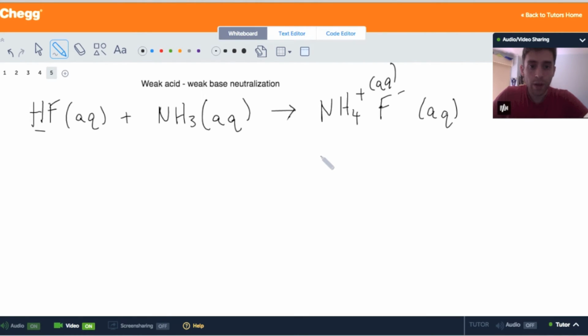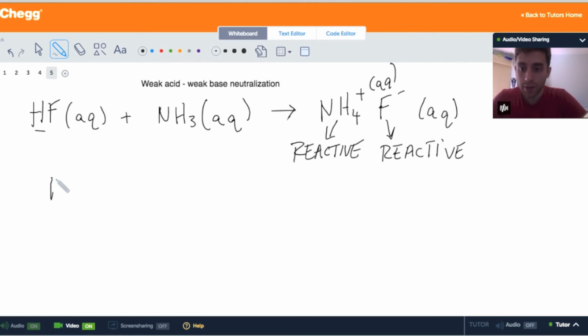Well, we have both species coming from weak bases and weak acids. So this comes from a weak acid. So that reaction, the dissociation of hydrofluoric acid, is reversible. So F minus likes to react. So this is reactive. But so is ammonium. Ammonium likes to react with water too, because it comes from a weak base, so it's also a weak acid. So both species will react with water. So we'll have two reactions taking place from this salt.